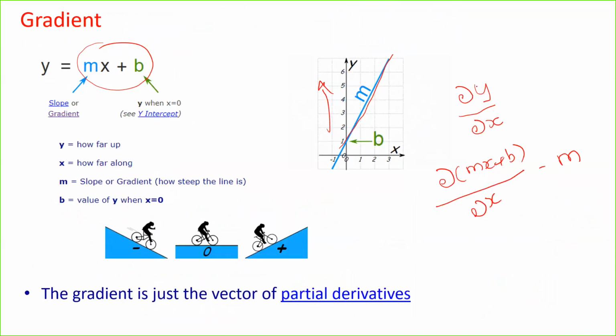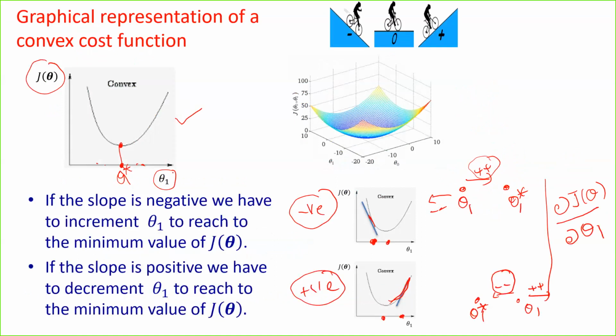If you want to know the slope of y with respect to x, you take the partial derivative of this line with respect to x. Here you want to know the slope of J of theta with respect to theta 1. So what we have to do? We take the partial derivative of J of theta with respect to theta 1.